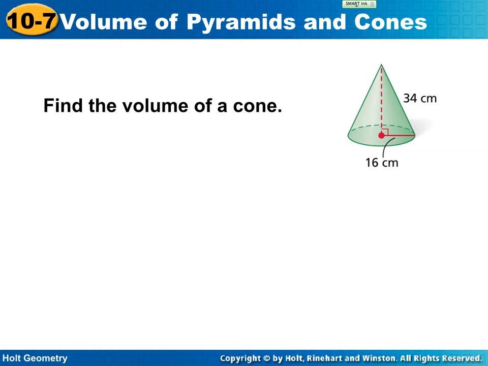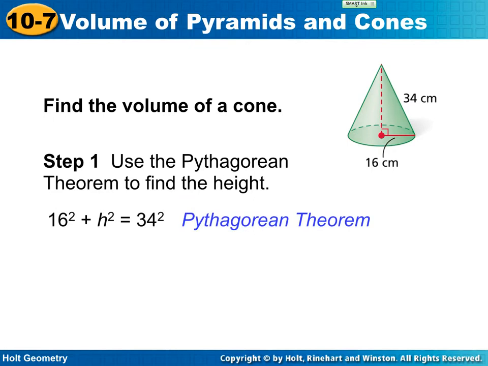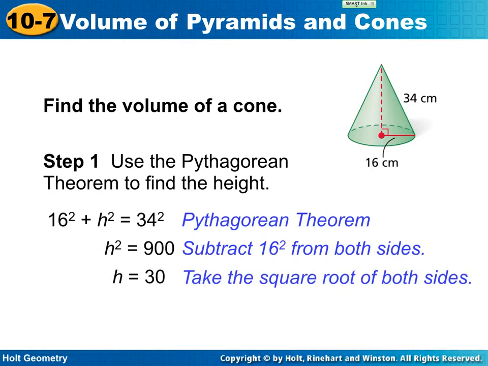16, 34 squared minus 16 squared. You can get that, and then you can find the square root of that number, which would be 30. Right, because the 34 is the hypotenuse. When you take the Pythagorean theorem, you gotta get that right. Final answer.